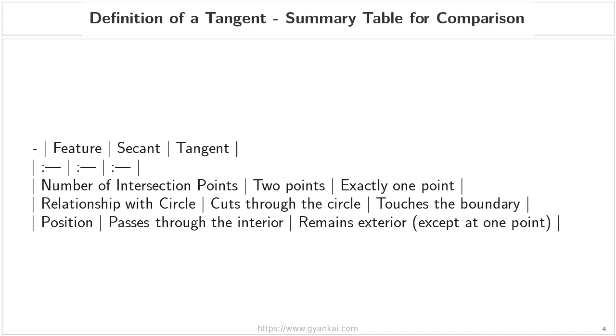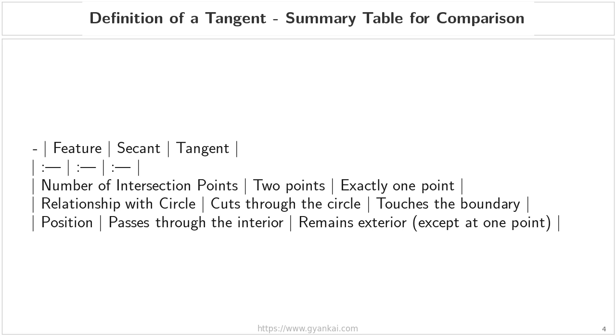Definition of a tangent: summary table for comparison. Now that we have looked at the individual definitions of the secant and the tangent, let's bring them together in this summary table to see the clear distinctions between them. This is a great way to review before we move on to a real-world application. First, let's look at the number of intersection points row. This is the most critical mathematical difference. As we discussed in the previous slides, a secant line intersects the circle at two distinct points, whereas a tangent line intersects the circle at exactly one point.